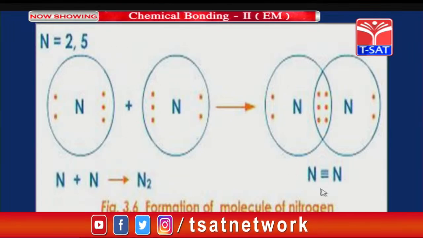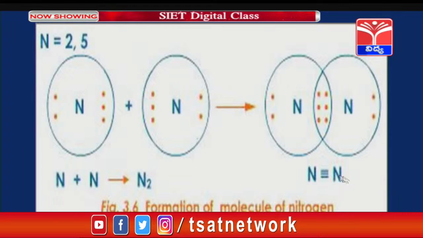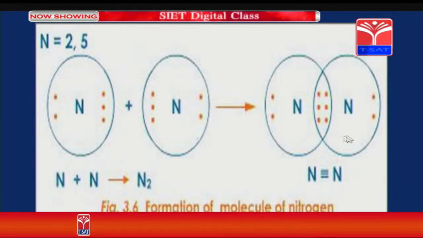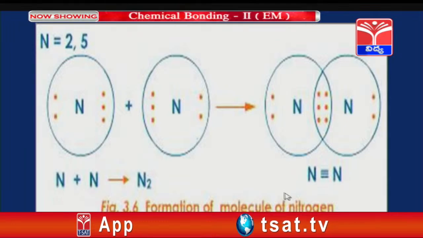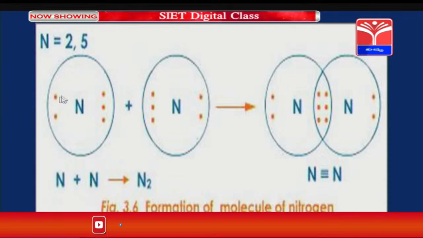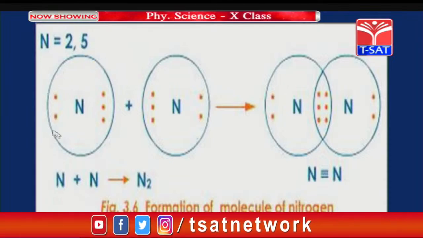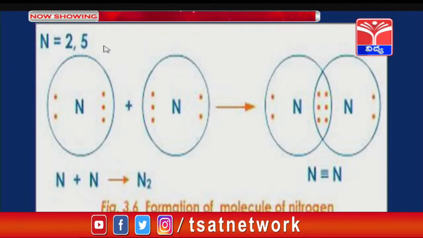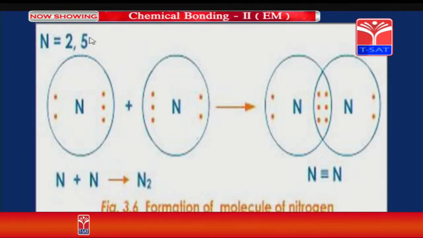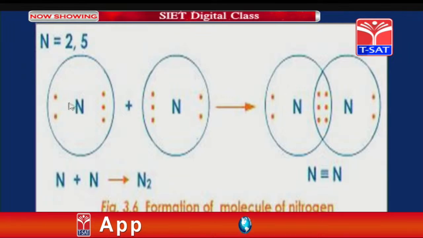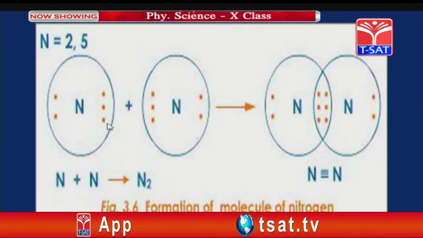Children, nitrogen molecule. How is this nitrogen molecule formed? When 2 nitrogen atoms combine with each other, then a diatomic nitrogen molecule is formed. How is it formed? Let us see. What is the atomic number of nitrogen, children? 7. What is the electronic configuration of nitrogen? 2, 5. That means there are 5 valence electrons. So you can represent them as N with 2 dots on one side and 3 dots on the other side.